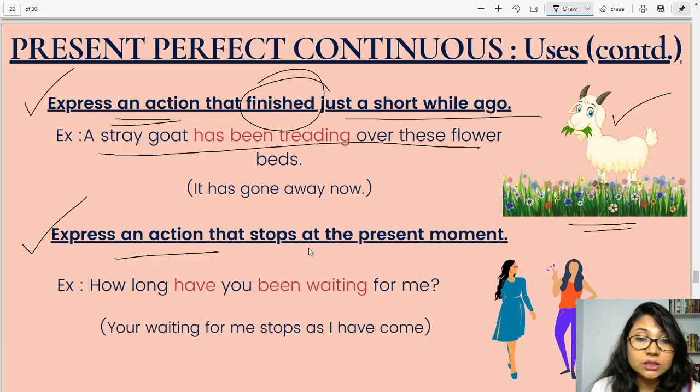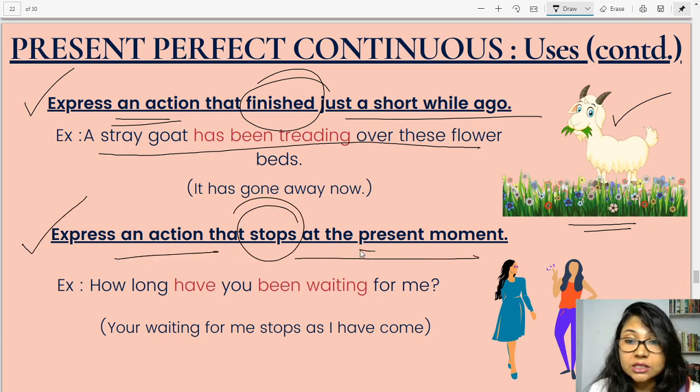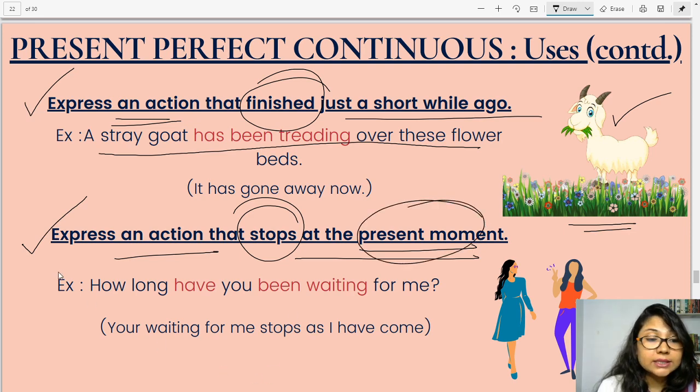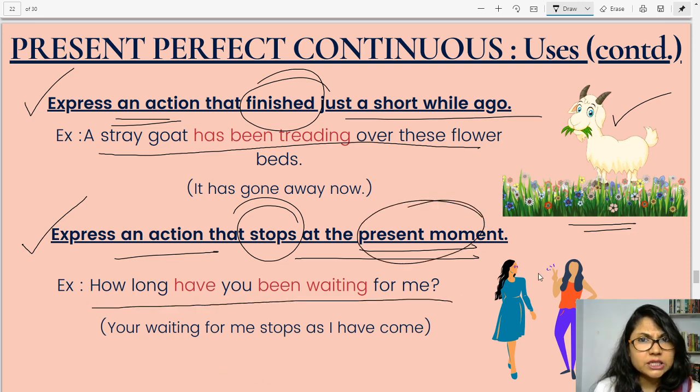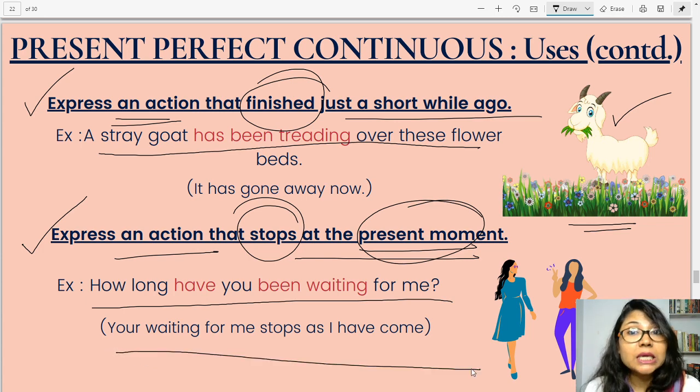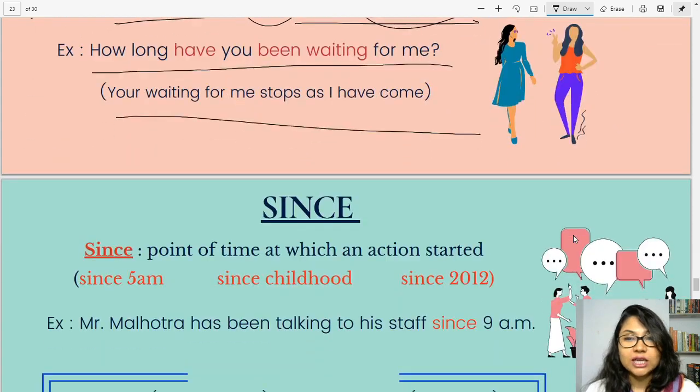Let's look at the next use. Express an action that stops at the present moment. Let's look at the example. How long have you been waiting for me? So, here, your waiting for me stops as I have come. The two friends now seem happy. They were waiting for each other. Let's move on, shall we?